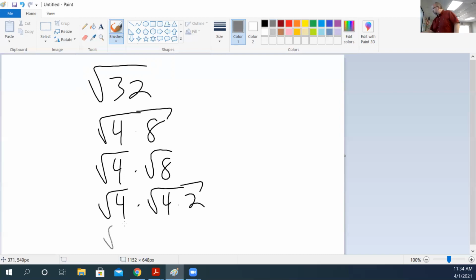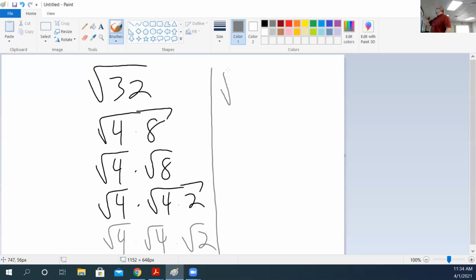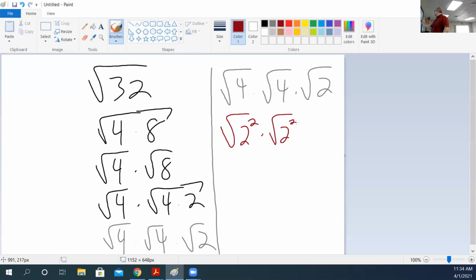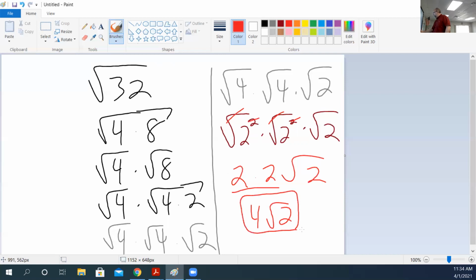Let me pull that apart completely, so square root of 4 times square root of 4 times square root of 2. I'll copy it down up here just to make sure we're all on the same page. Replace what we can. This 4 we can replace by 2 squared, and the other 4 is replaced by 2 squared, and the 2 stays. So cancel what we can. Cancel, cancel, so it's a 2 times 2, because those are outside the square root. So you get 4 square root of 2. There we go, you get the same answer. So it works out well.